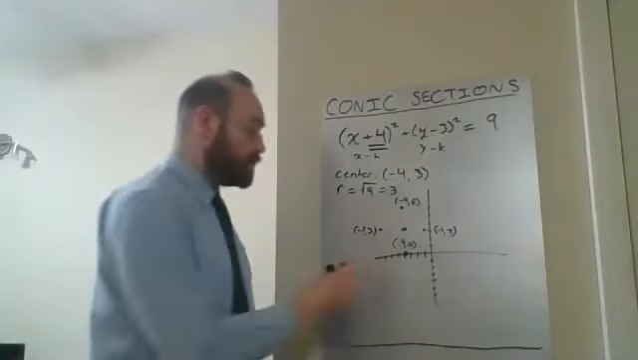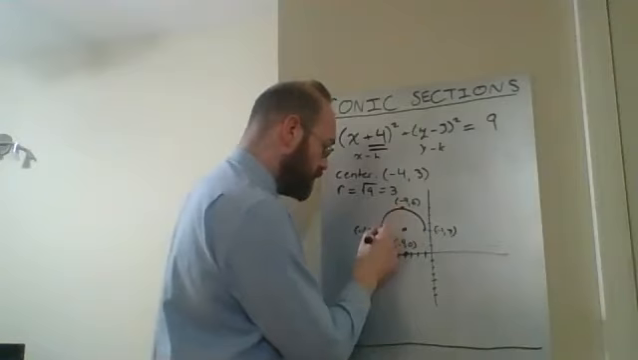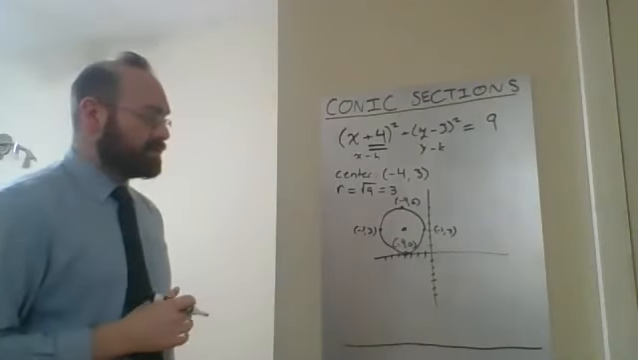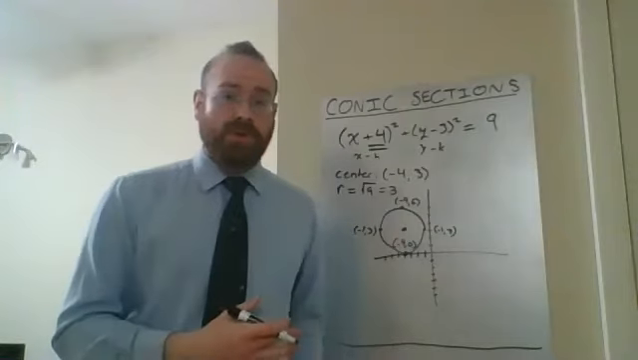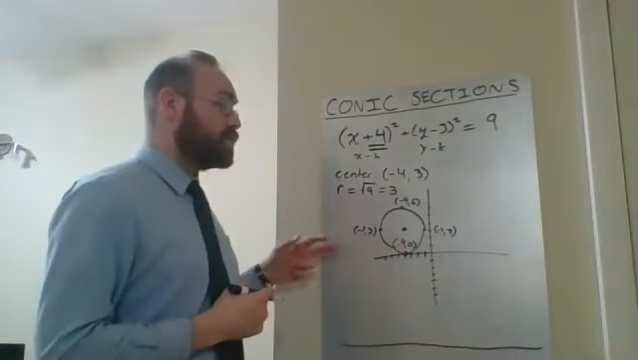The only thing left to do is, as neatly as we can, actually construct that circle. And there we go. We have our circle. We have gone from the equation to the graph.